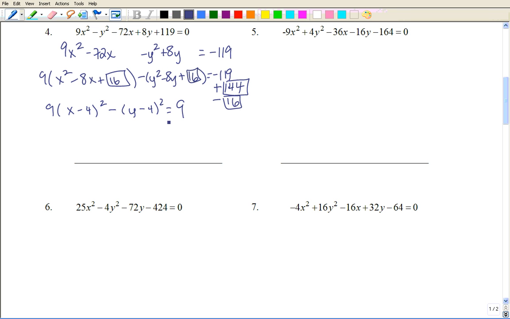And now we have a problem just like the first three, where everything should be equal to 1, so we're going to divide everything by 9. So I have x minus 4 squared over 1.